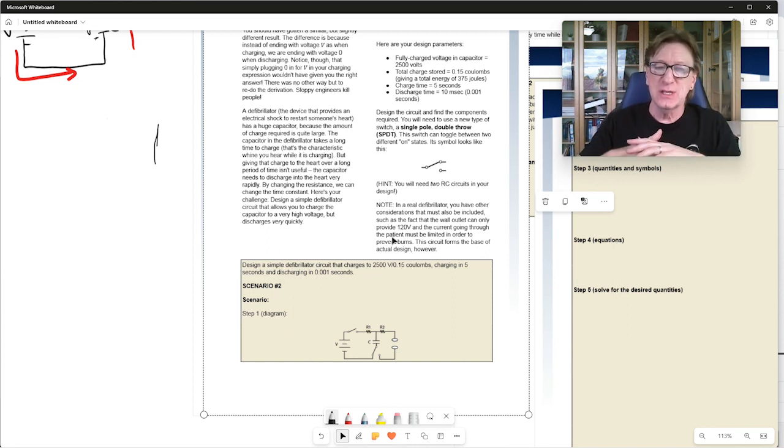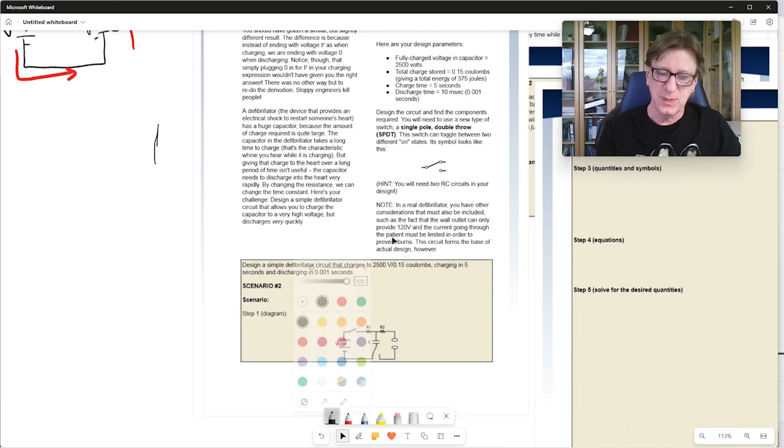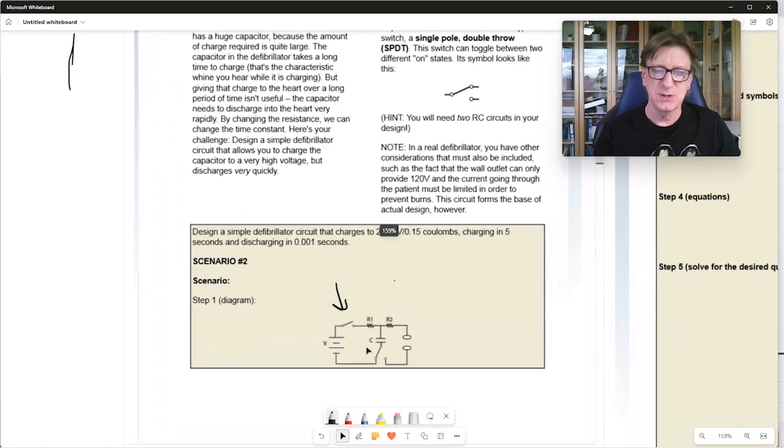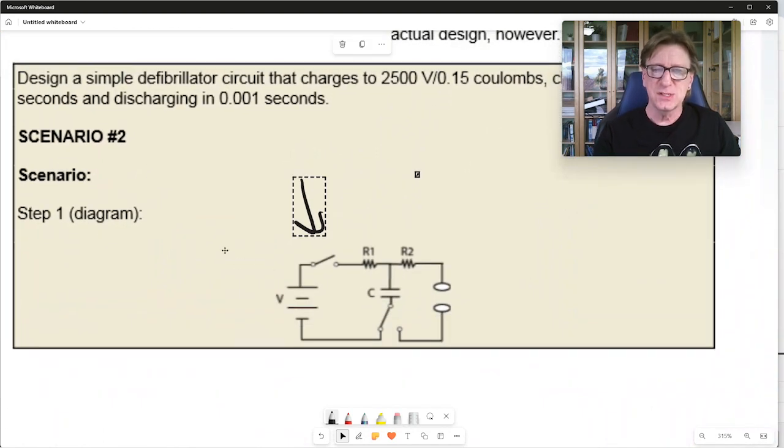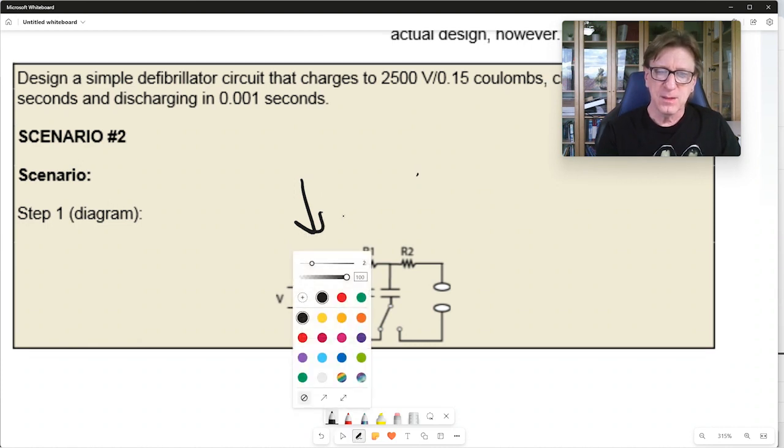So what I do is I have 2 circuits. One is for charging that has a very slow time constant so that I can build a large amount of charge. Then I flip the switch and go to a different resistor. And that's what you're seeing here. This circuit here on the left is the charging circuit.